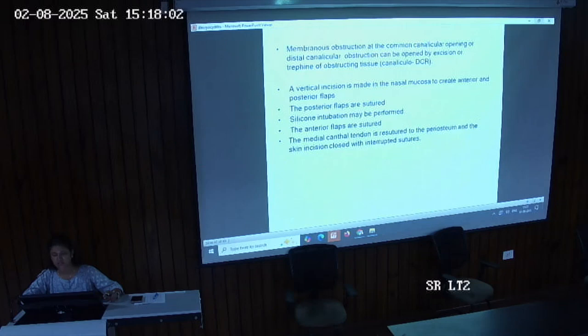Membranous obstruction at the common canalicular opening or distal canalicular obstruction can be opened by excision or trephine of the obstructing tissue. A vertical incision is made in the nasal mucosa to create anterior and posterior flaps. The posterior flaps are sutured. Silicone intubation can be performed. Anterior flaps are sutured, and then finally the medial canthal tendon is resutured to the periosteum and the skin is closed with interrupted sutures.